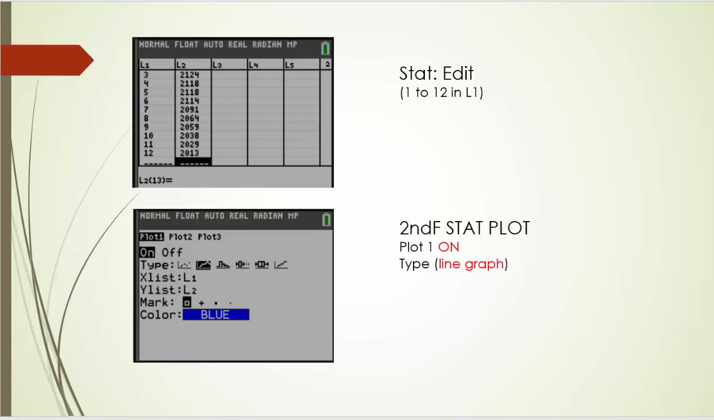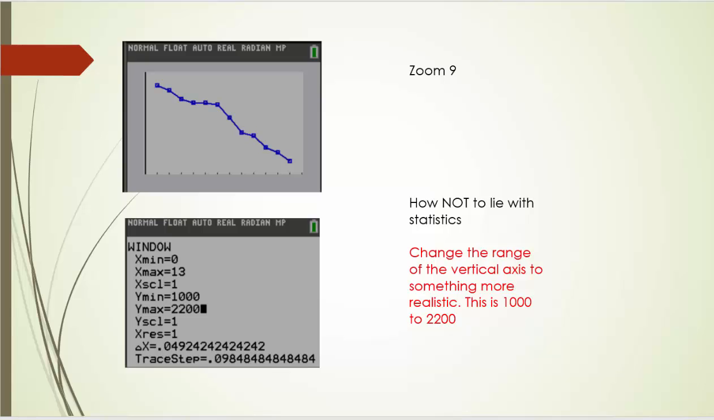To make the graph, second function stat plot will lead you to the second diagram on my page here. Make sure it is on for plot 1 and that you've selected the second of the two types which are available. Also make sure that it's showing L1 and L2. And if you press zoom 9, you'll get a graph that is similar to, but not exactly the same as, the one in the textbook.